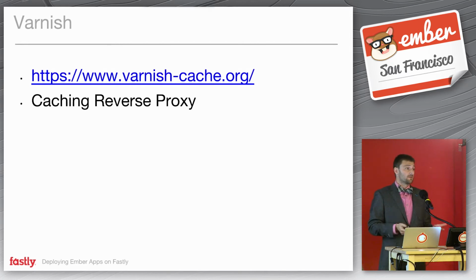Varnish is a caching reverse proxy. The caching part means that it speeds up your delivery a lot because not every request has to go to some expensive origin server. And the reverse proxy means you can do fun networking things with routing and stuff like that. But the reverse proxy also means that it's not actually an origin server. You can't upload content to it. It's not a file store of any sort. So you have to put it in front of something that has your assets.